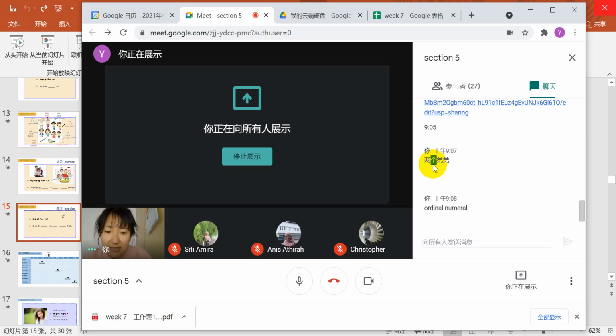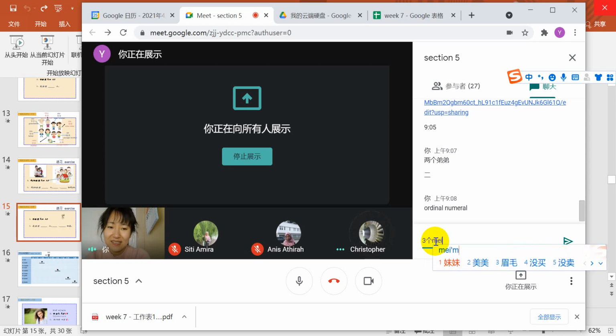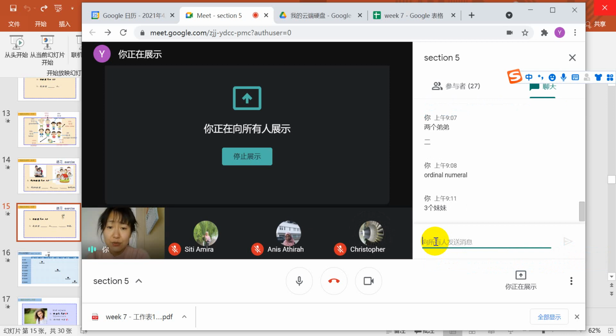Okay, can you clear? Clear? Yes. Okay, now if you want to say I have 3 sisters, 3 is 三. 3 sisters, 三个妹妹. So just number 2 is special. 3, 4, 5, 6, 7 you can just say directly. Just this 2 is a little special, 二 and 两.